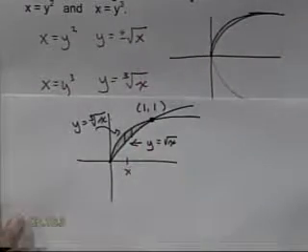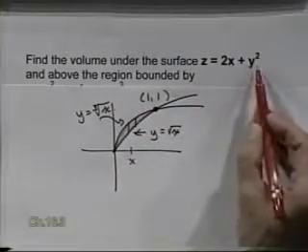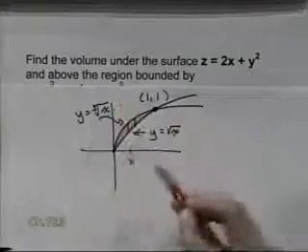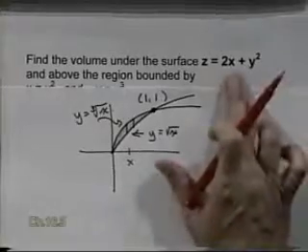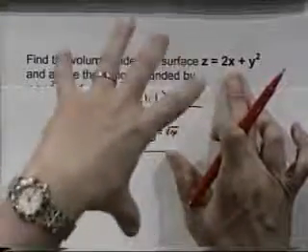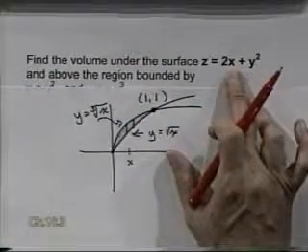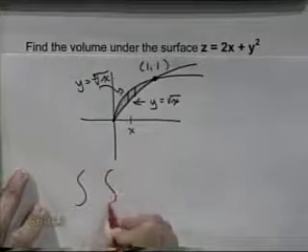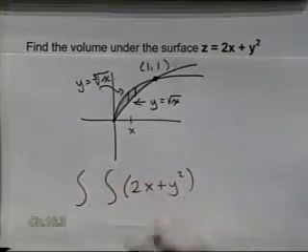Now please notice, the rooftop is z equals 2x plus y squared. My whole region's in the first quadrant. x and y for every point in the first quadrant are positive, so z is positive, and this surface is above the xy plane. So we don't have to worry about what it looks like. All right, so what we're going to be doing is the double integral of 2x plus y squared, because that's my height.